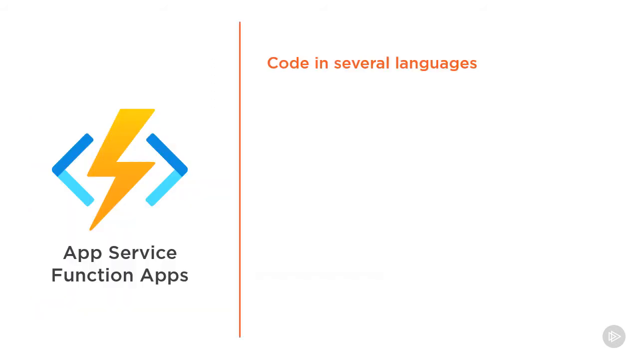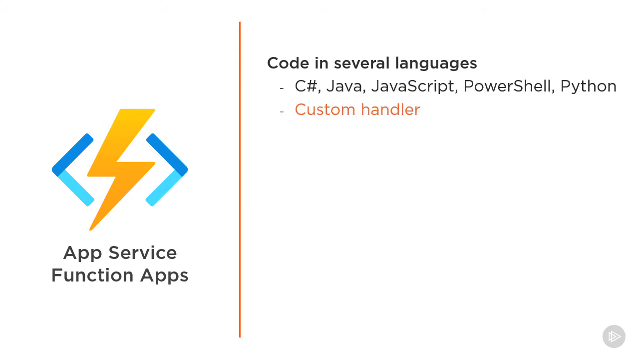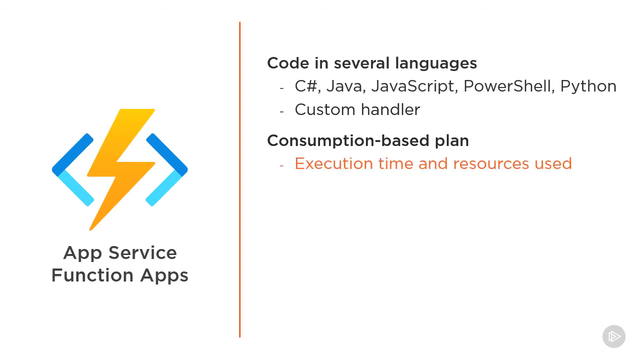You can write functions in C#, Java, JavaScript, PowerShell, or Python, or you can use a custom handler to use virtually any other language. Azure Functions are considered serverless compute because, similar to logic apps, you can opt for a consumption-based plan whereby you only pay for the execution time of the function and the resources used. Basically, you only pay when the functions are run.